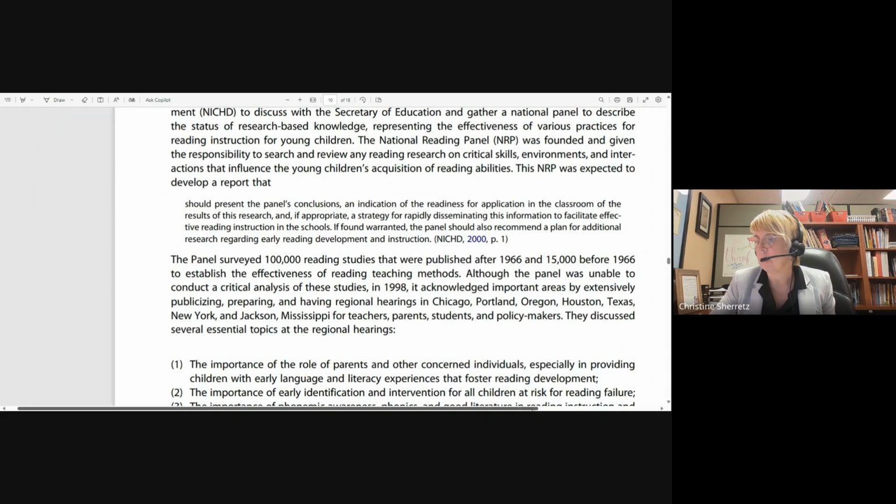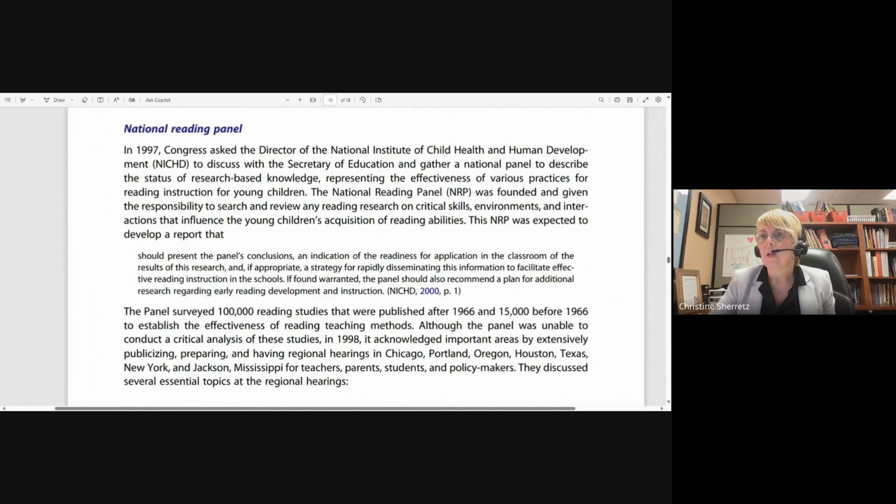Many of you maybe have heard about this, but in 1997, Congress asked the director of the National Institute of Child Health and Development to discuss with the Secretary of Education to gather a panel to describe research-based knowledge representing the various practices for reading instruction with children. And that's called the National Reading Panel. As you can see from the article, the panel surveyed about 100,000 reading studies that were published after 1966 and another 15,000 that were published before 1966.